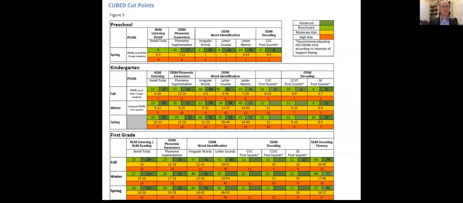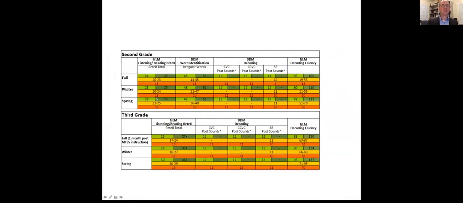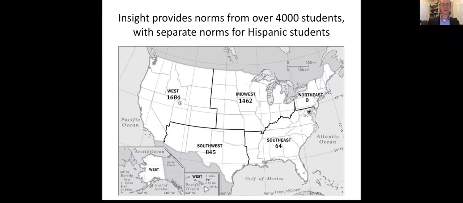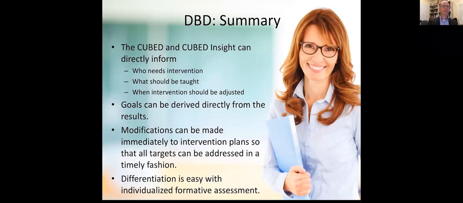Interpretation is available in the manual. It tells you by fall, winter, spring, what the benchmark expectation is, who's at moderate risk, who's at high risk, and so forth. We also have norms from 4,000 students across the country, which are available in Insight as well. So the Cubed and Cubed Insight can directly inform who needs an intervention. It can tell you what needs to be taught and when intervention needs to be adjusted. And it's a pretty key piece to actually addressing the real problem that we have, which is measuring language.